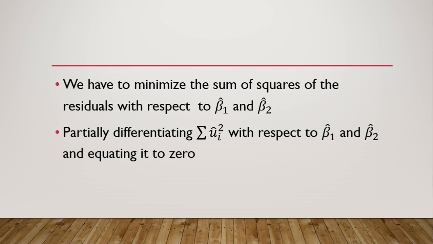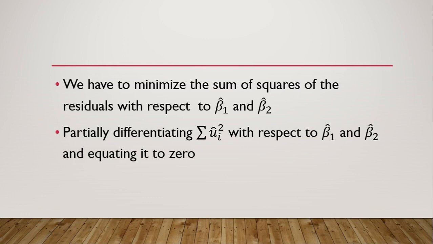Then that must be equated to 0. So the first step is to partially differentiate sigma ui hat square with respect to beta 1 hat and equate it to 0. Then partially differentiate sigma ui hat square with respect to beta 2 hat and equate it to 0. So we are minimizing.